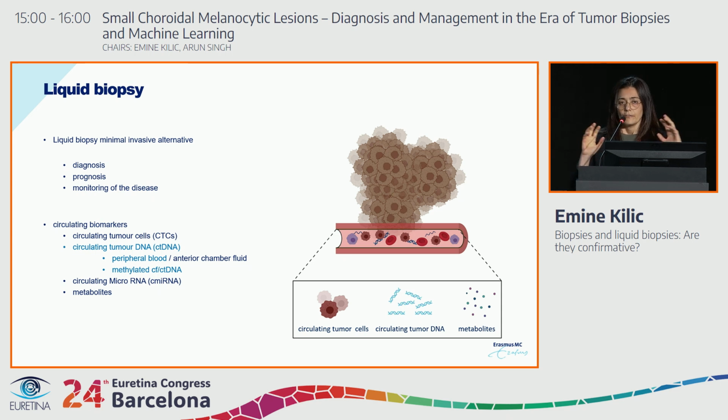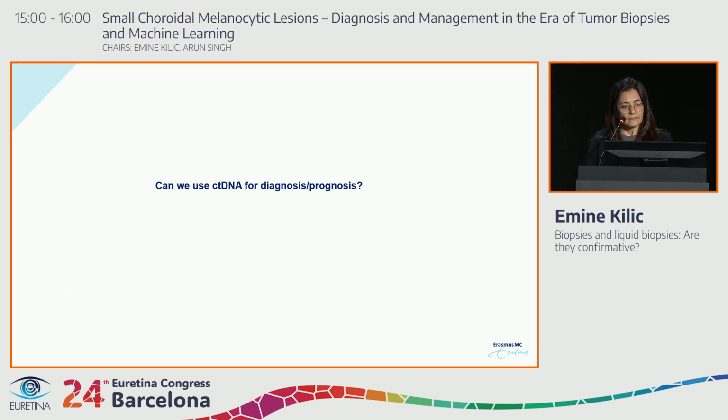And there are a lot of studies done on liquid biopsies to look at circulating biomarkers. So we can look at CTC, ctDNA, microRNAs, metabolites. So a lot is possible, but I will focus for this presentation only on the ctDNA.